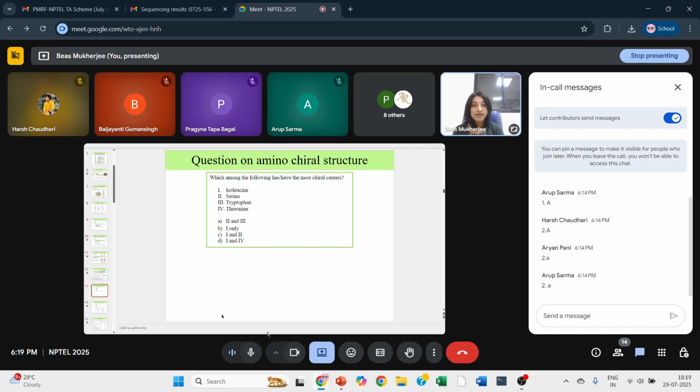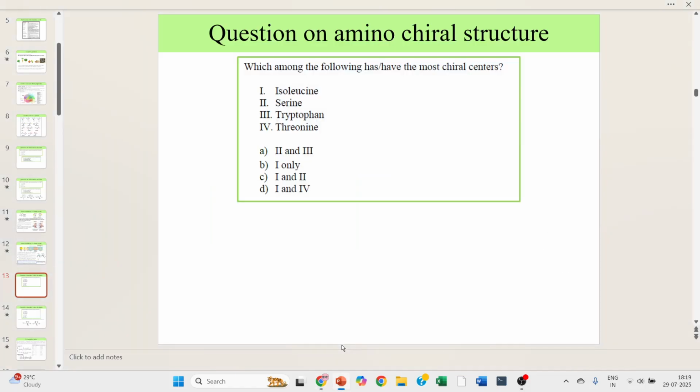Isoleucine, serine. Now in serine there is only one OH group. So it is a very small amino acid. Right. In tryptophan there is a huge ring. This is an aromatic amino acid. So as you get used to the structures of the amino acids, all of these questions will become very simple for you. But now that we are just starting, it will feel a little complicated, but then it will get easier. Okay. So let's go to the answer.